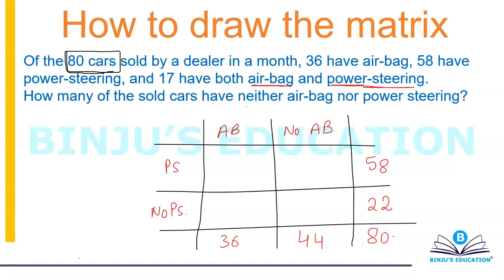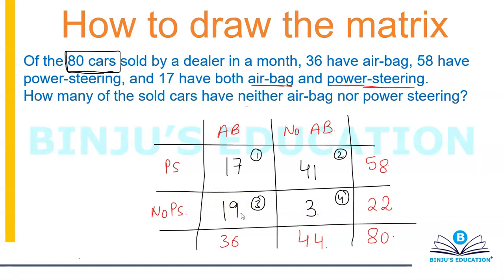Now what's there in the question? 17 have both. So this here is 17. So this is block 1, this is block 2, this is block 3, and this is block 4. Now block 1 plus block 2 is total power steering. Block 1 plus block 2 is total power steering. So I can say that this number here will automatically become 41. Which means this number here will automatically become 3 because 2 plus 4 is equal to 44. And if this is 3, then this will automatically become 19.